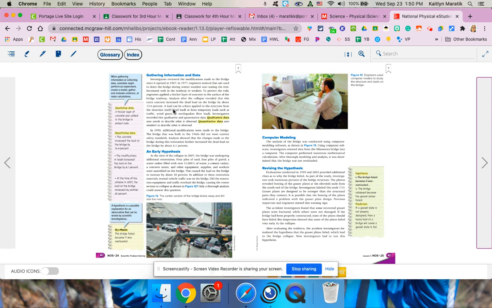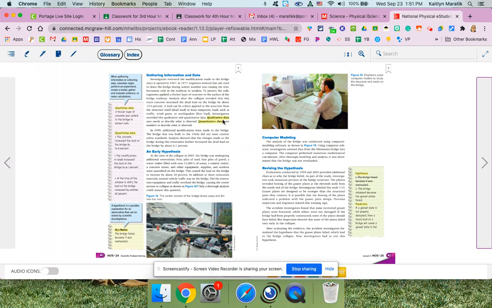A load can be a force applied to the structure from the structure itself, the dead load, or from a temporary load such as traffic, wind gusts, or earthquakes, which is a live load. Investigators recorded this qualitative and quantitative data. Qualitative data uses words to describe what is observed. Quantitative data uses numbers to describe what is observed. So let's add that to our vocab here. So, qualitative uses words to describe.